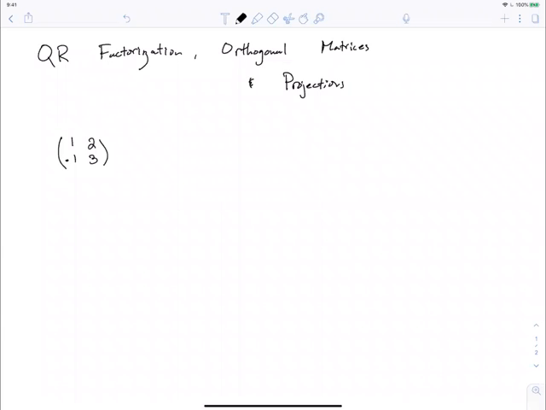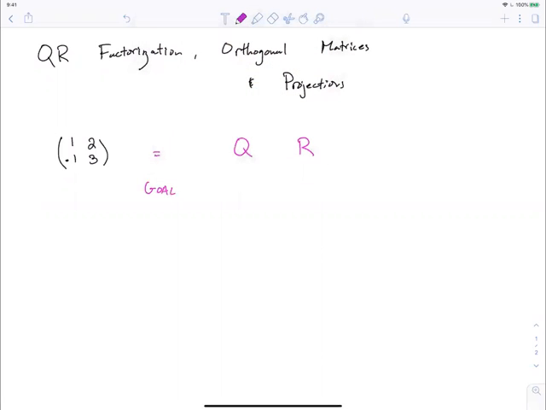All right, so we're going to talk about QR factorization, orthogonal matrices, and projections. Last time we had a few problems on QR factorization without going through it. And I think it's a good idea to have an explicit example on what it is. So the goal of QR factorization is to write any matrix as a product of two specific matrices.